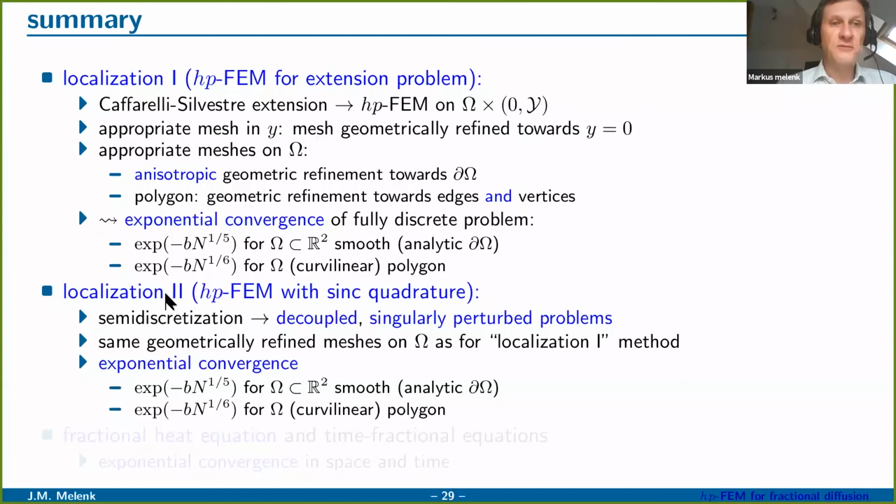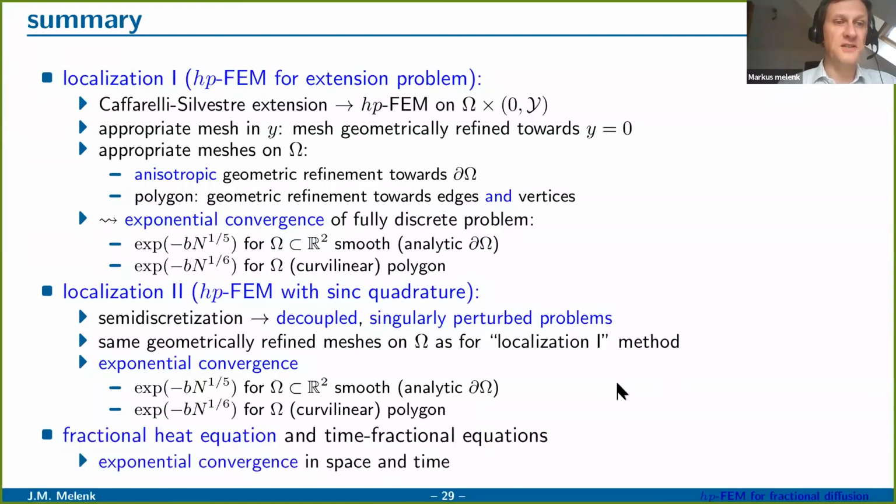And the second discretization was we discretized first a solution formula with a sinc quadrature, and then the resulting decoupled singularly perturbed problems are solved with high order finite element method. We use for those the same geometrically refined meshes as for the previous method, and we get the same exponential convergence results. Of course, I should say here that parameter b is not the same one, but qualitatively one gets the same convergence result. And these elliptic solvers can be used to design solvers for parabolic problems, particularly for the fractional heat equation and for time fractional problems.